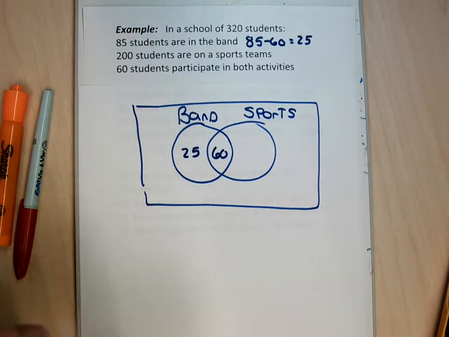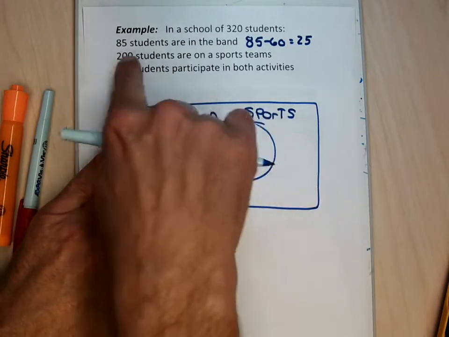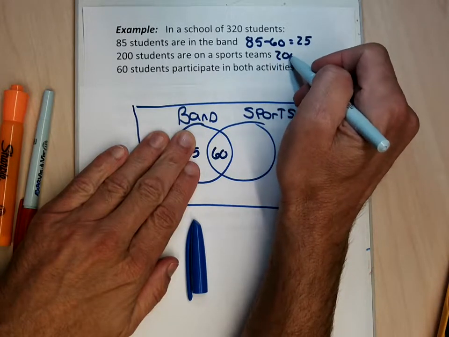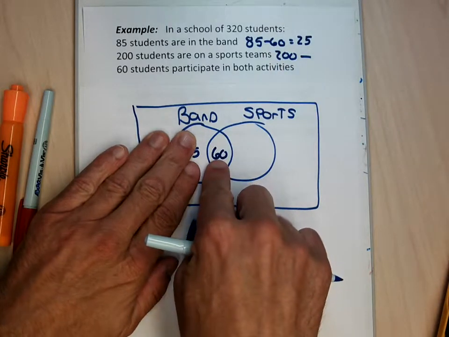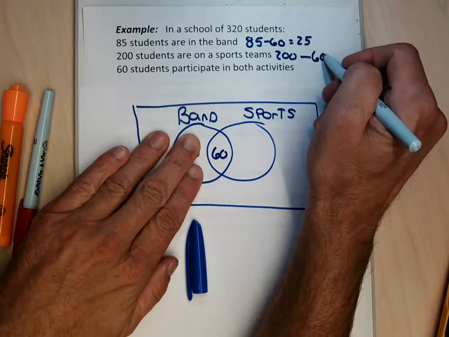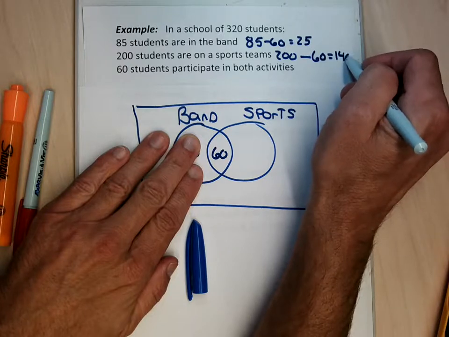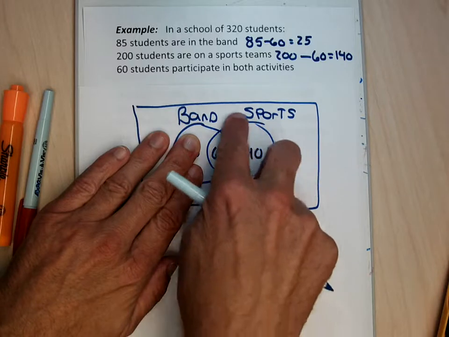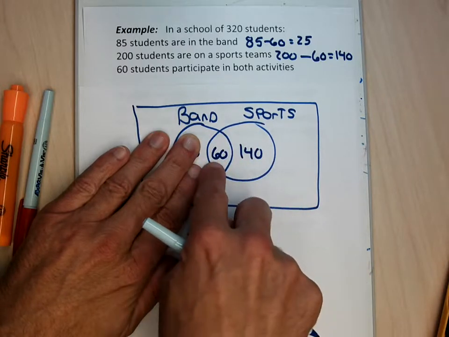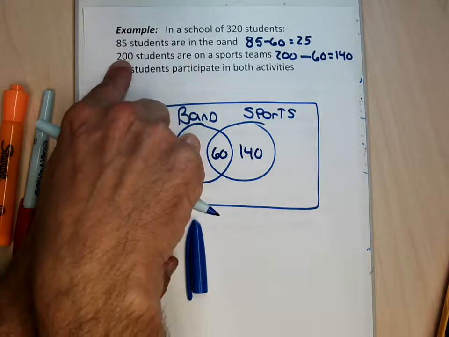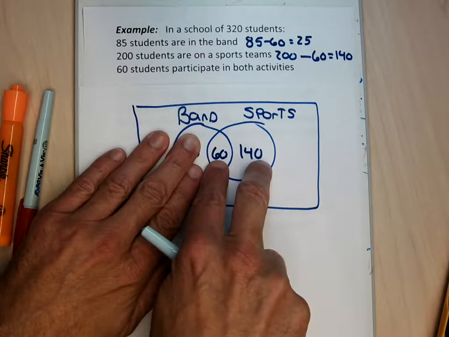So now I'm looking at the sports circle, so I'm going to move to the sports. There were 200 students on a sports team. I have to subtract the 60 that I've already counted. I've counted 60 of these 200 students already because they're on the sports team and the band, and the difference is going to be 140. When I look at these two numbers right here now, if I just look at the sports circle, there's 60 plus 140, there's 200 students playing sports, because the two numbers in the sports circle give me all the students that are on sports teams. There's all 200 of them.